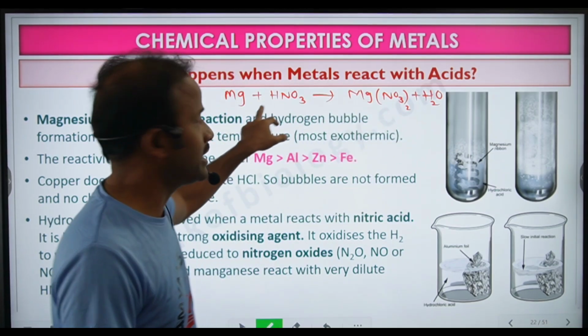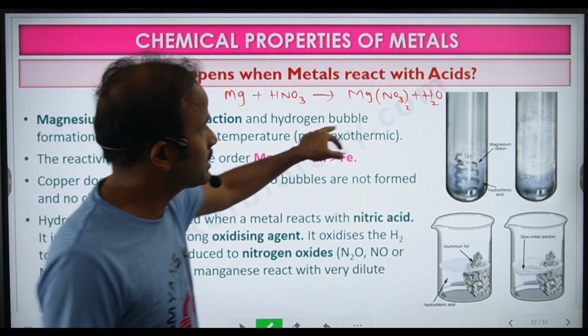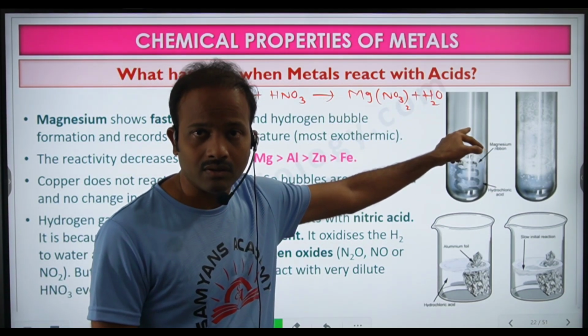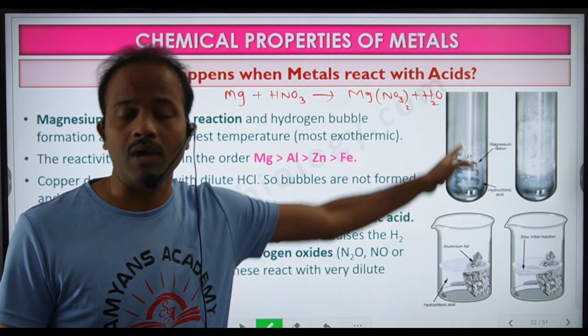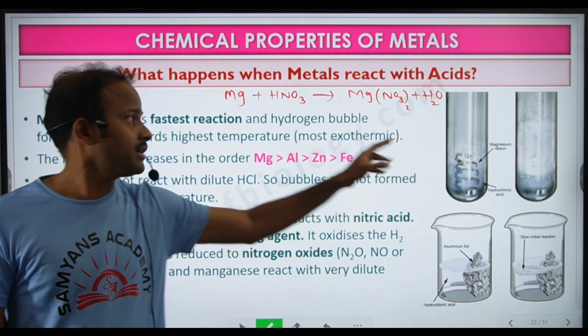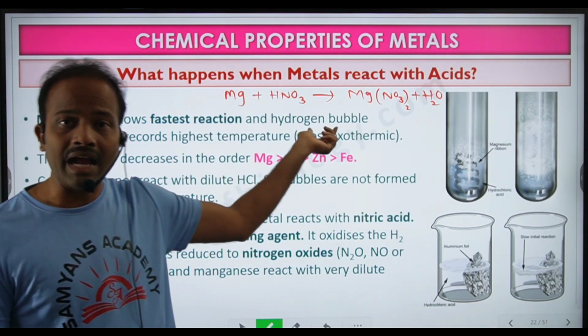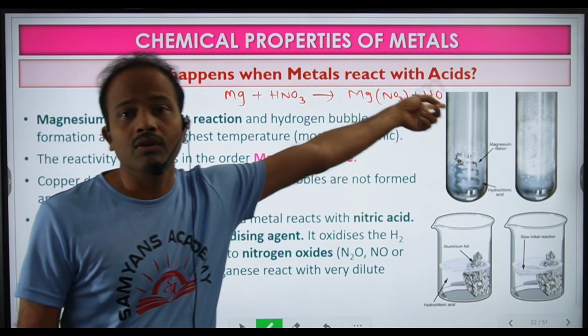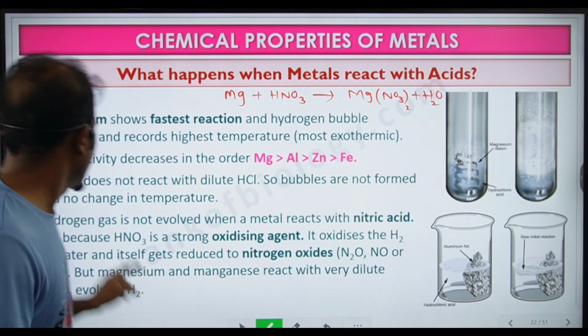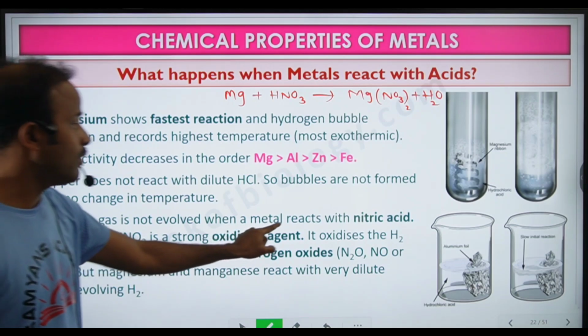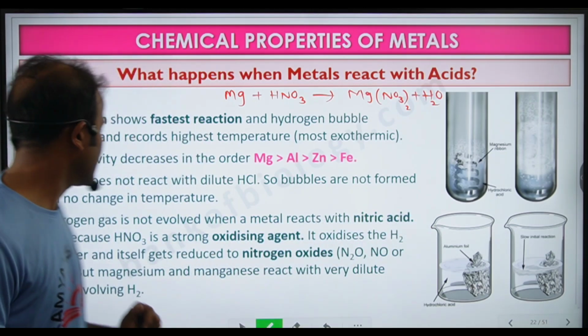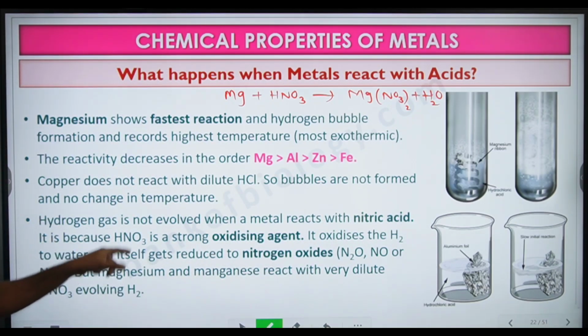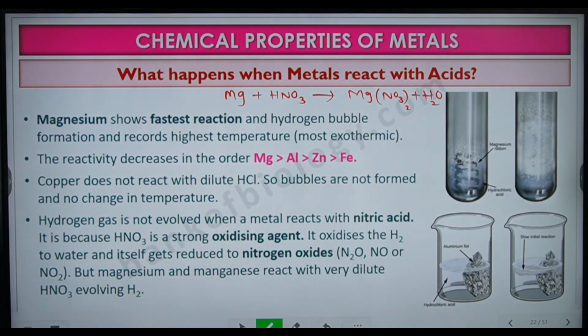In this case we are not getting hydrogen gas. When the reaction is carried out with HNO3, we are not getting hydrogen gas; we are getting water molecules, because the liberated hydrogen gas reacts with the HNO3 and forms water. Hydrogen gas is not evolved when a metal reacts with nitric acid because HNO3 is a strong oxidizing agent.